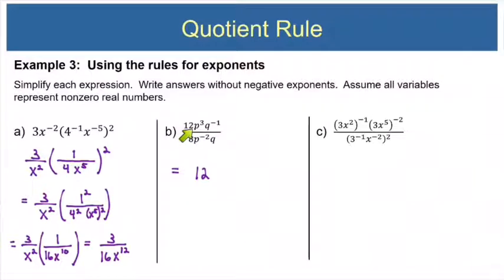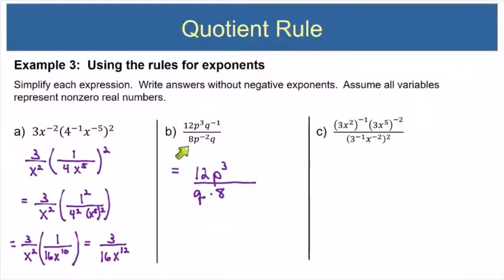First we have 12, that has a positive exponent, it does not need to move, it stays in the top. Then we have p to the third, that also stays in the top. This q to the negative 1 needs to move to the denominator, so I'll go ahead and put that there. In the denominator, this 8 does not have an exponent showing, that means its exponent is 1, so it stays where it is.